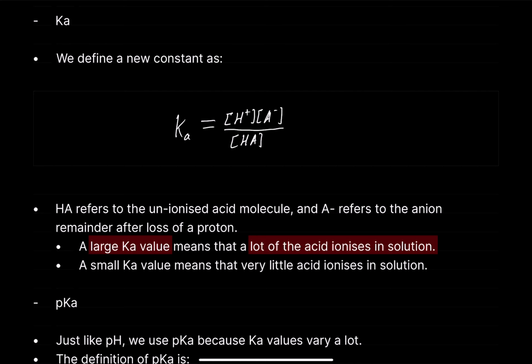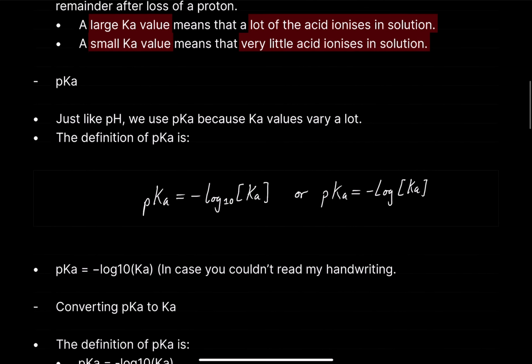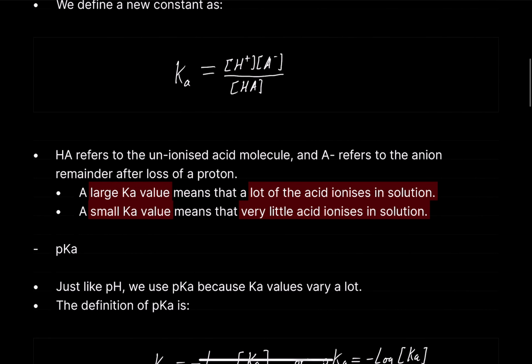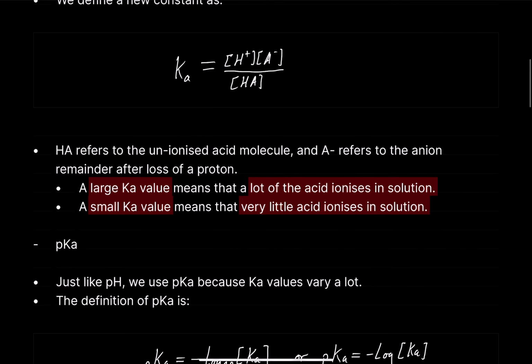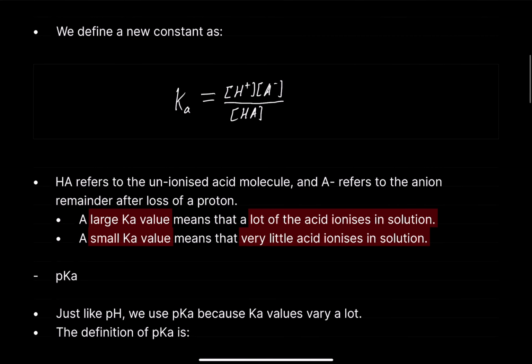Therefore it's regarded as being a stronger acid, because more of those acid molecules are being dissociated in solution, right? And henceforth, a small Ka value means little acid ionizes in solution. Now we have Ka, right? Ka is that dissociation constant, allowing us to determine the number of unionized acid molecules that are dissociating in solution, right?